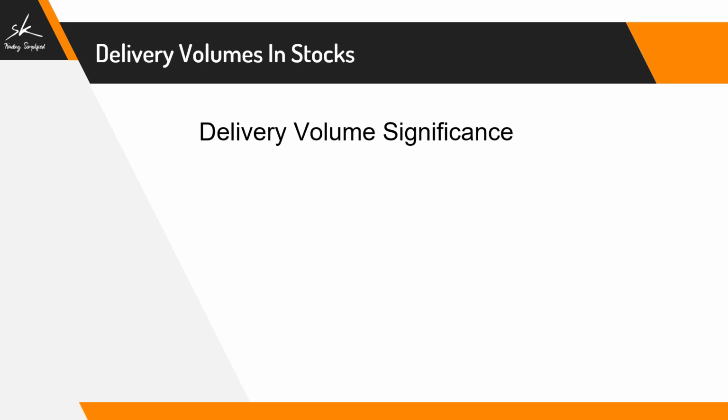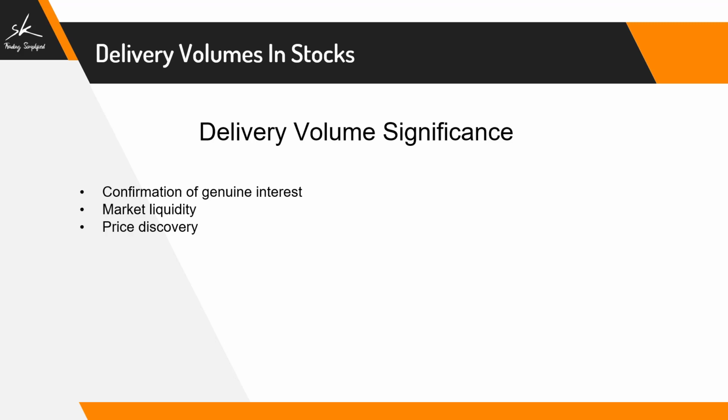What is the significance of delivery volume? Higher delivery volume indicates a higher level of genuine interest in a stock. When delivery volumes are high, it suggests that the investors are willing to hold on to the stock for the long term rather than engaging in short-term speculation. Delivery volumes are an indicator of market liquidity. If a stock has consistently high delivery volumes, it implies that there is an active market for that stock, making it easier for traders and investors to buy and sell shares without significant price disruption.